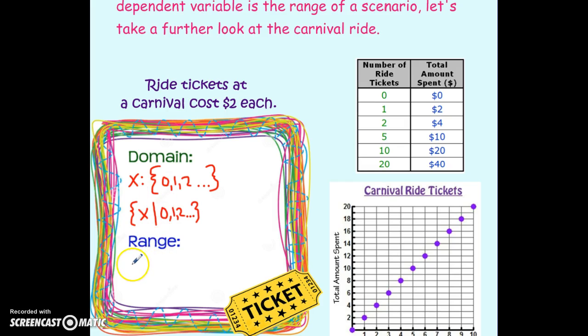We're going to do the same thing for the range, except in this case we're talking about our y values. And we said that they had possible values of 0, 2, 4, and again we put these dots, which means that pattern that we've established here continues. Or in set notation, all the values of y such that 0, 2, 4 are contained.